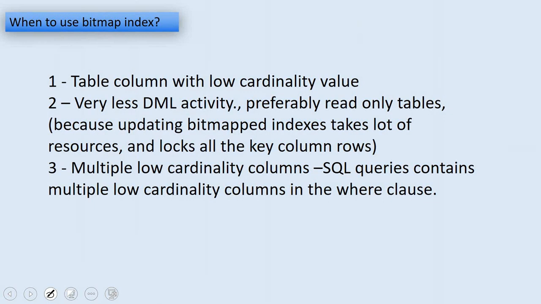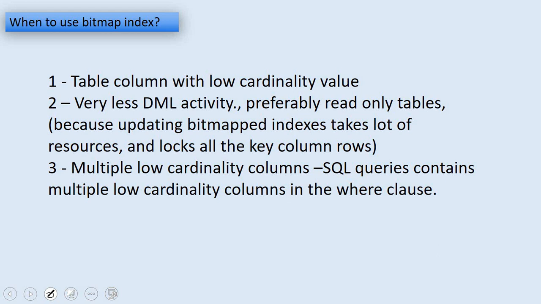These are the three primary reasons why we typically go for a bitmap index. The first one is a column with a low cardinality value. That is, the number of distinct values should be very, very less. For example, a gender column like male or female, or a flag column which will typically have yes or no, or a result column like either pass or fail, or a department ID column which will have only a few distinct departments in a company compared to the number of records in the table.